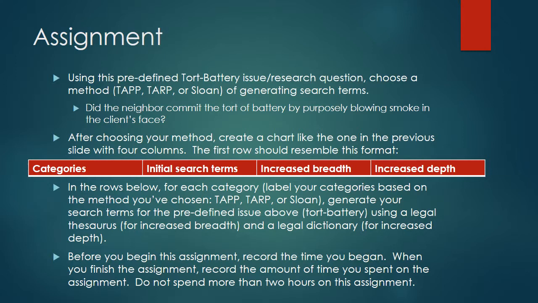I also ask that you record the time you began. So when you start the assignment and you're ready to start your search term chart and build the chart on it, you can use Excel or Microsoft Word, a table in Microsoft Word, or an Excel spreadsheet, whatever you want to use. And write down the time that you start doing the research terms, when you start writing down the terms. And when you finish, record the amount of time you spent on the assignment, and put that amount of time at the top of your spreadsheet or your table, whatever you do.